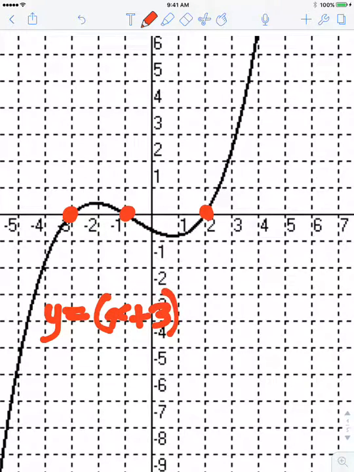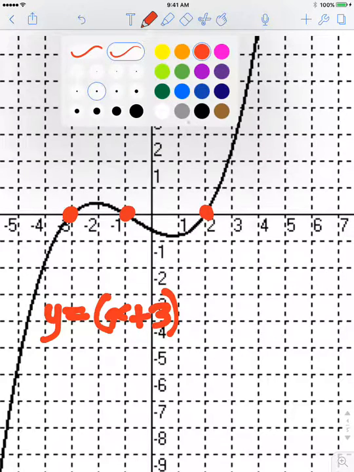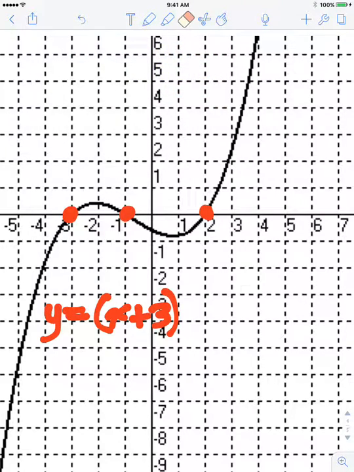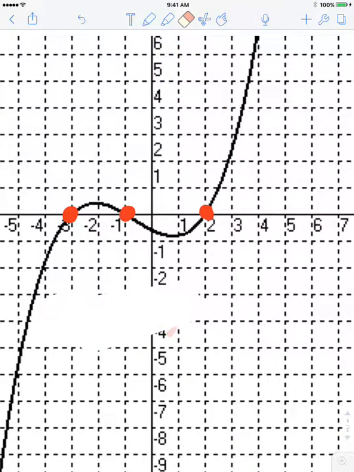Okay, this ink is too thick. Let me fix this. So let me erase this because I can barely read that. Okay.